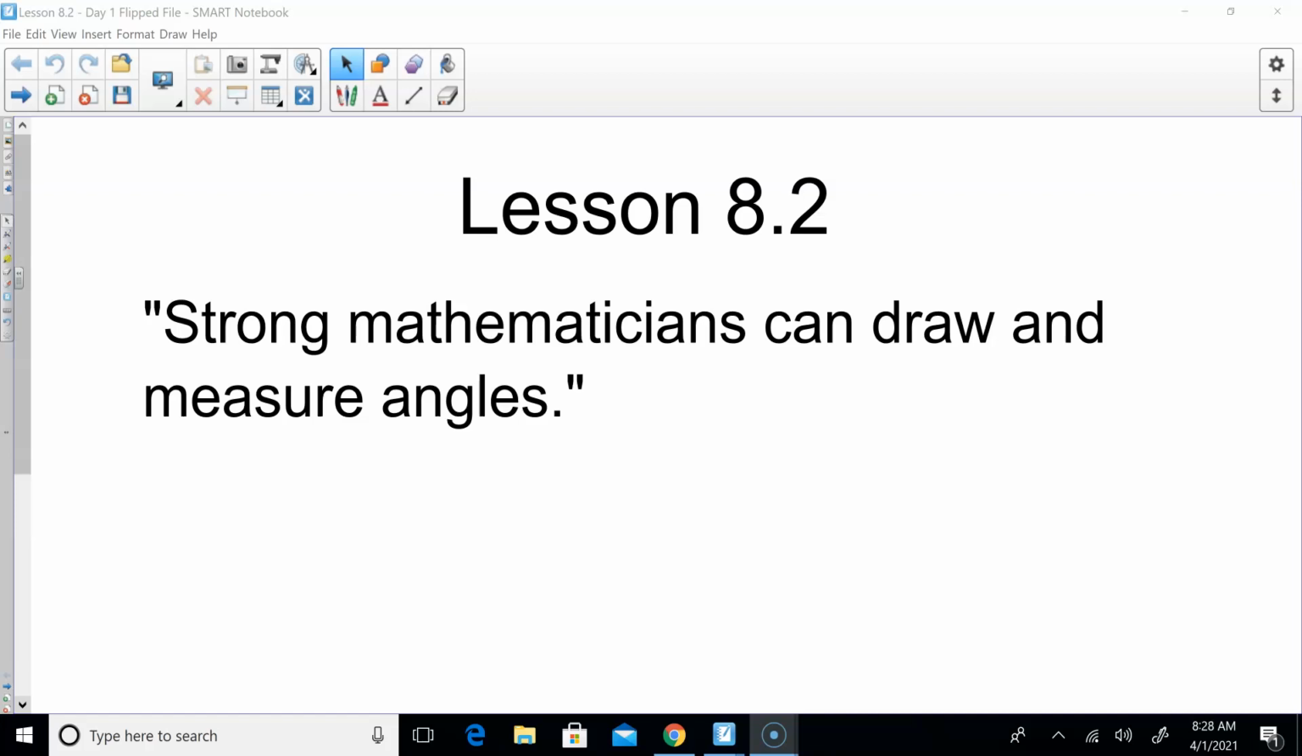Today, strong mathematicians can draw and measure angles. So, take out your notebook, your pencil, write down today's date, the name of the lesson. If you have a protractor, that would be great. If not, hopefully I've attached a protractor link that you can have one available for you to use to help you with measuring angles today. And with that, let's begin.